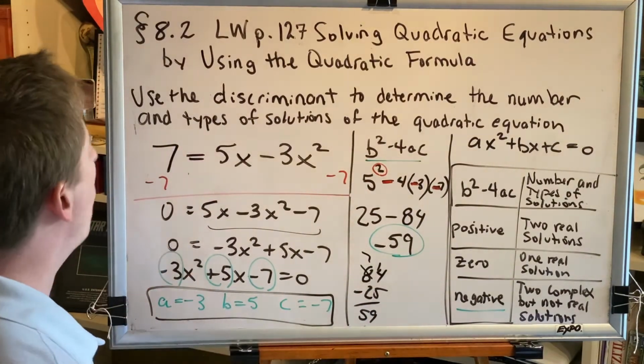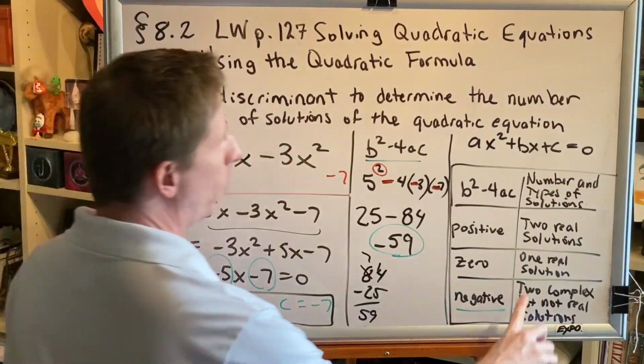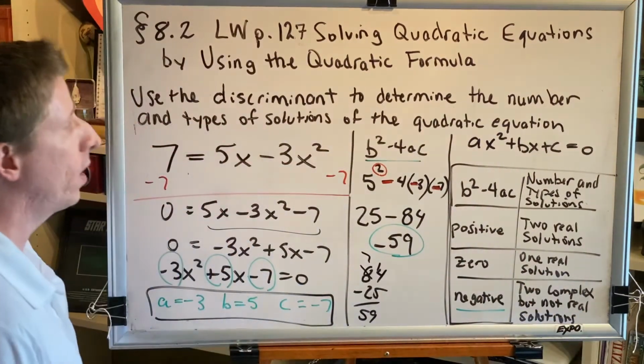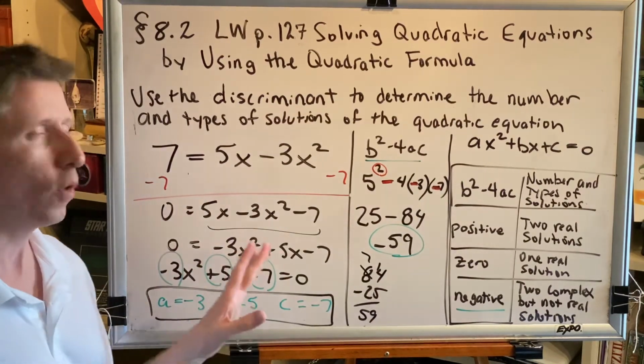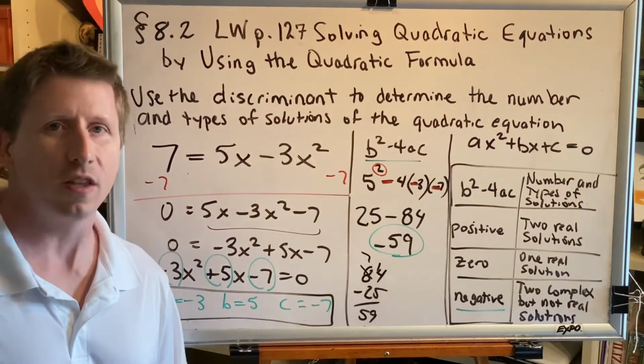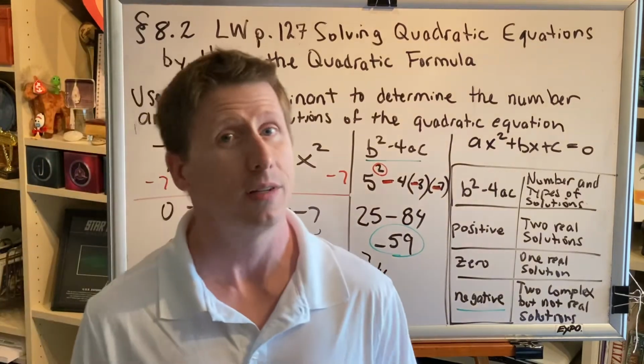So, how many solutions and what types? There will be 2 complex but not real solutions to this quadratic equation. And if we used the quadratic formula to solve the equation, we would see that there'd be 2 answers and they would both contain i.